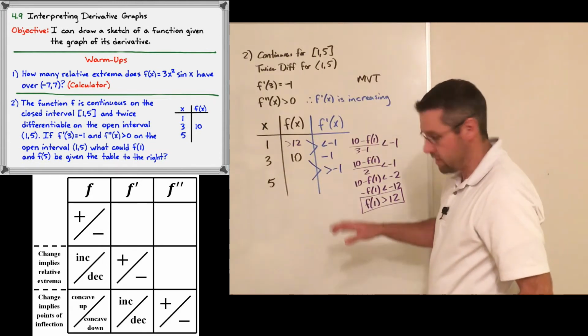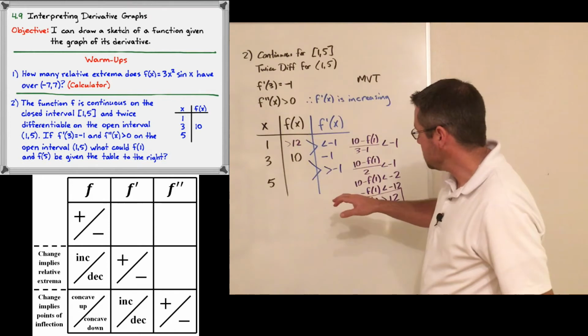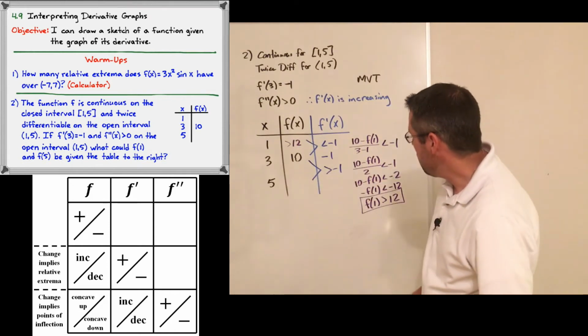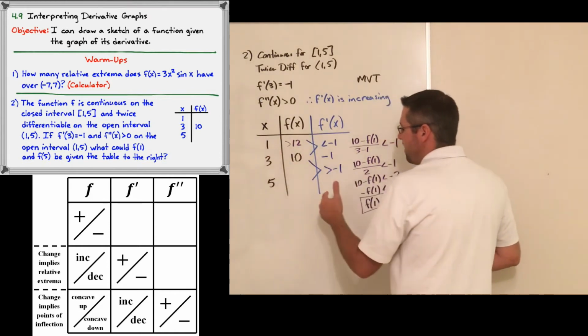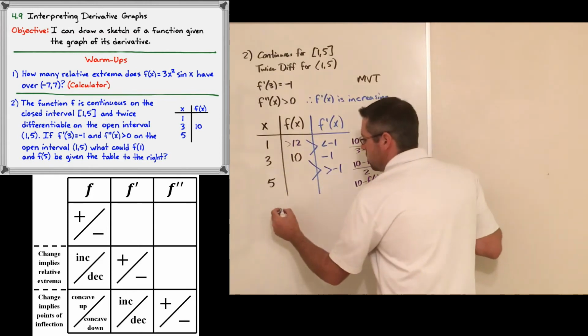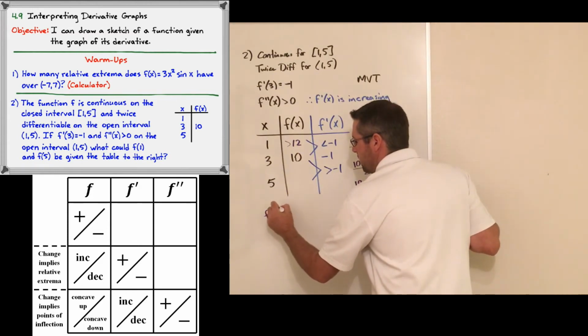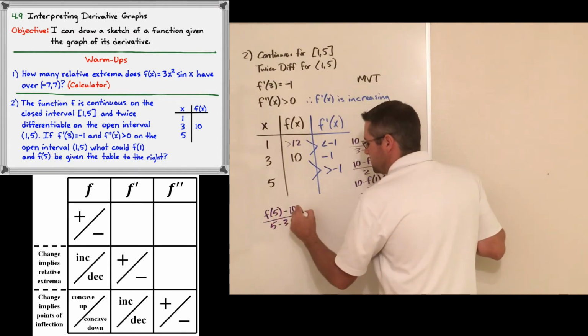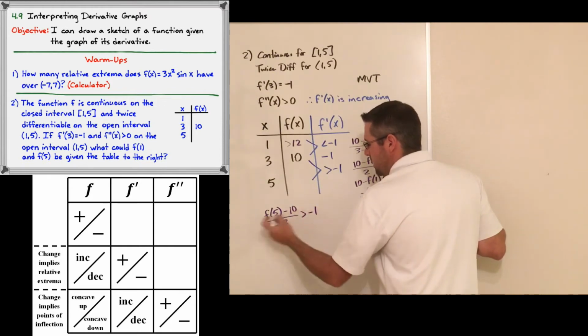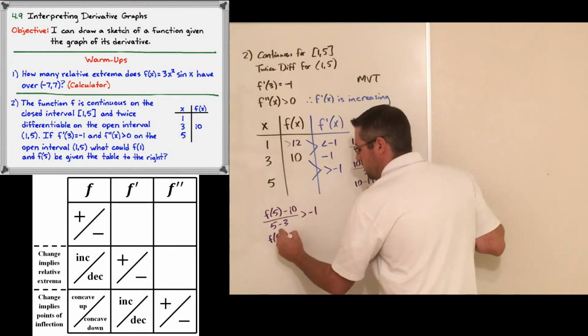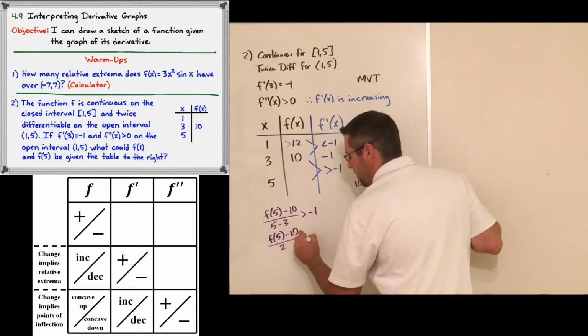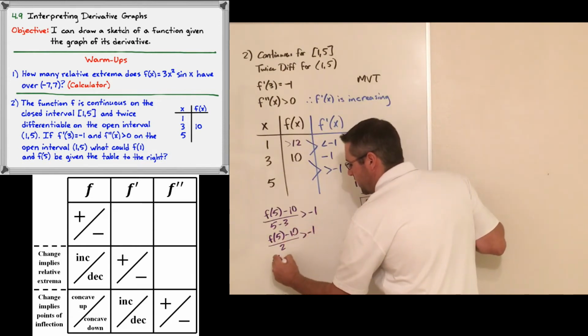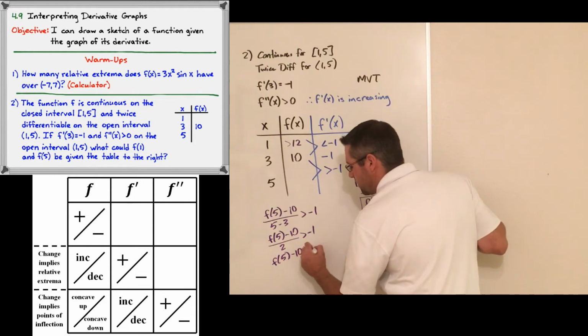Okay? Now for the last part, for f of 5, we know that the slope between 3 and 5 must be greater than -1. So we would say f of 5 minus 10 over 5 minus 3 must be greater than -1. And then we can solve this. This is just light work, I guess you could say. So we'll multiply by 2 there. So we got f of 5 minus 10 is greater than -2. And then we'll add the 10. So f of 5 is greater than 8.